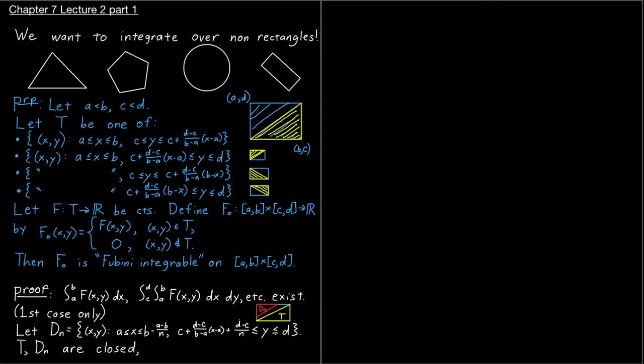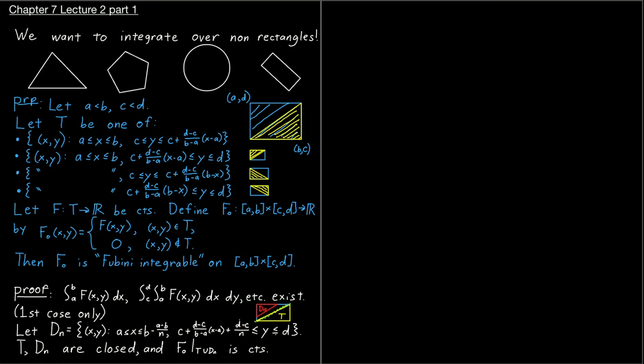Now the function f naught, there's no reason to expect it to be continuous on the rectangle. It really ought to have a discontinuity here along the diagonal of T. But notice that Dn is bounded away from the diagonal of T. So f naught is continuous on T by assumption, and it's continuous on Dn because it's 0 everywhere on Dn. So if you restrict f naught to the set T union Dn, it is continuous.